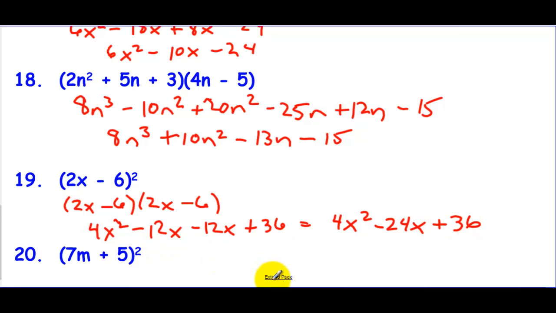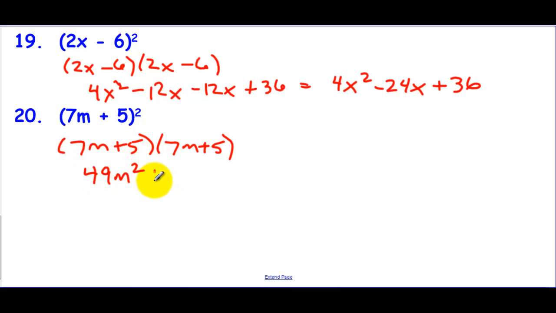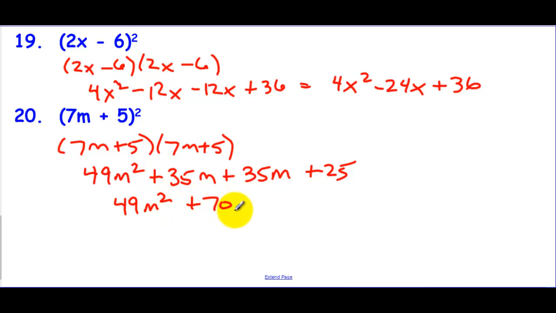Same thing for problem number 20. It's going to be 7m plus 5 times 7m plus 5, because that's what squaring means. And this is going to turn into 49m squared plus 35m plus another 35m plus 25. And I'm going to combine my middle two and say 49m squared plus 70m plus 25. And this would be the product after I squared.